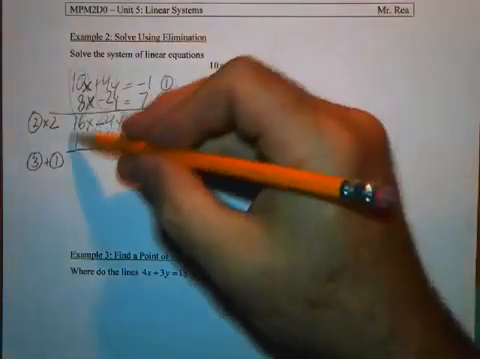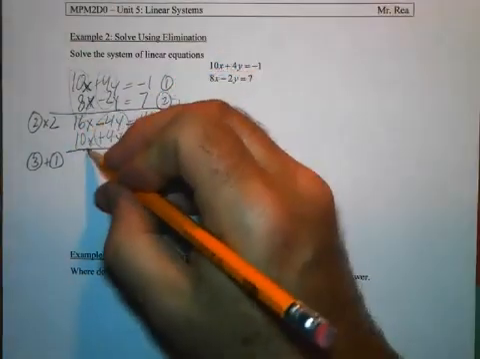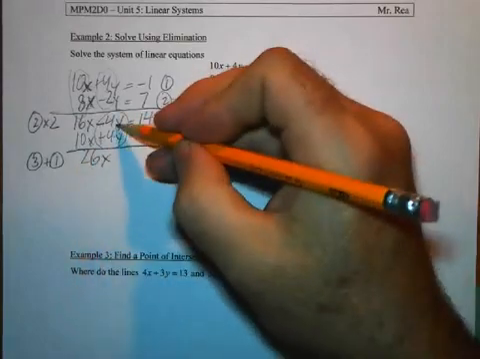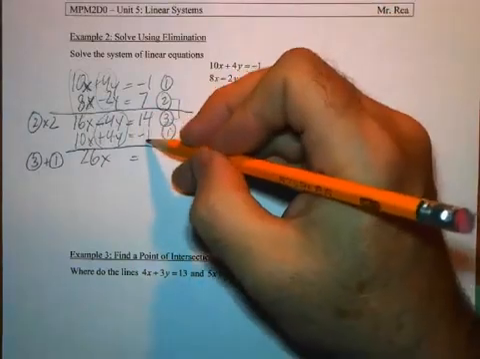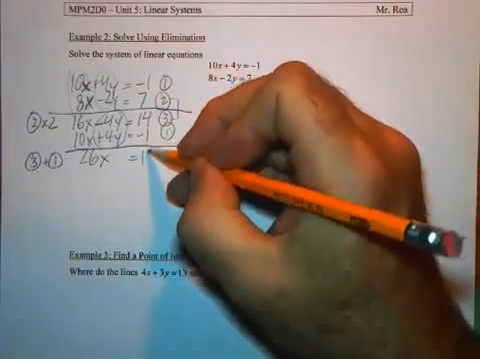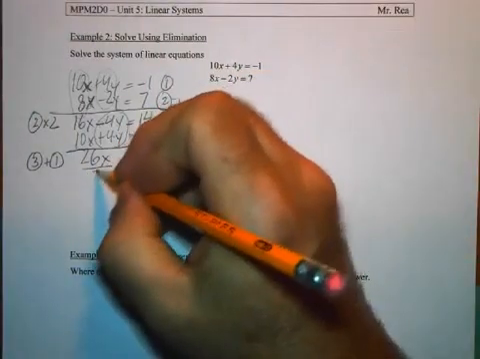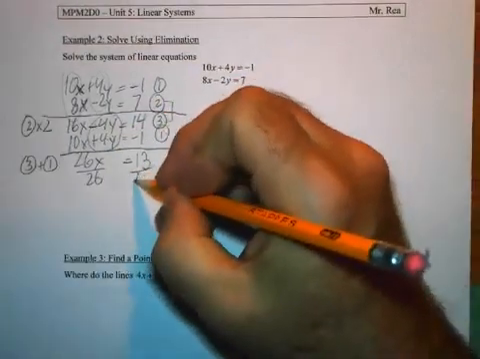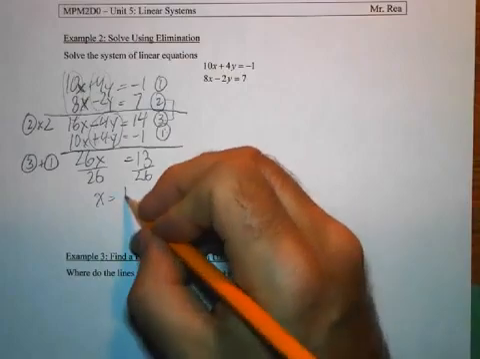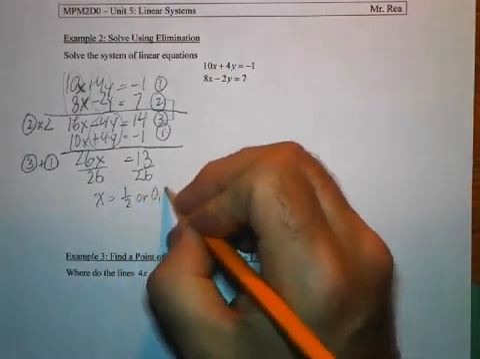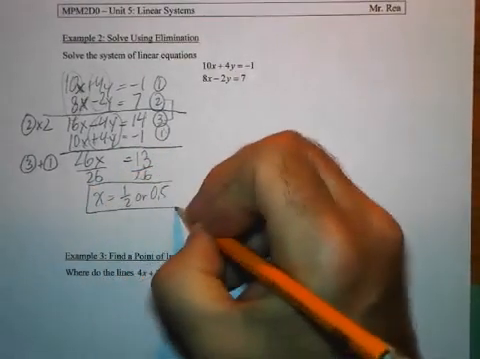Okay, so now we're going to add 16x plus 10x, that's 26x. -4y plus 4y, that's gone, nothing. And if I add these two together, I get 13. Now divide by 26, and we get x equals 1/2, or 0.5.